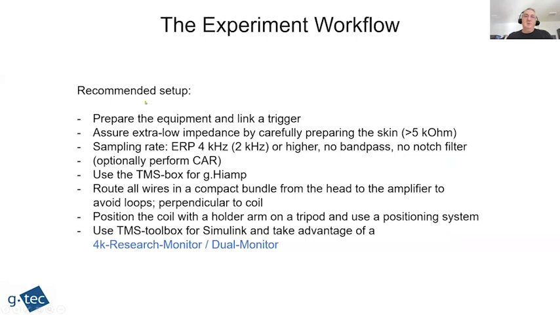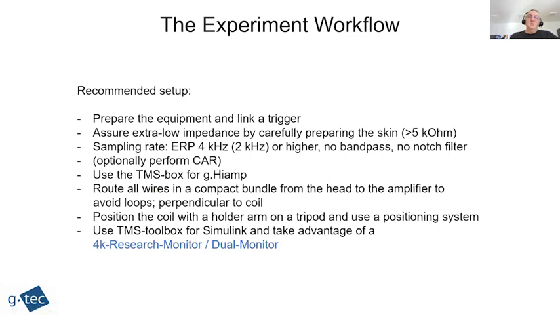So the recommended setup is the equipment, which in our case is the g.HIamp with a trigger to our MagVenture MagPro TMS device. Then if we are using the passive electrodes, we have to keep the impedance very low and the sampling rate very high. Eventually we can use the common average reference. Then there is a need to actually make everything tidy because of these pulse currents.